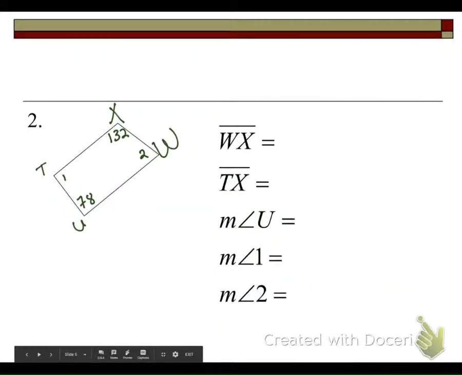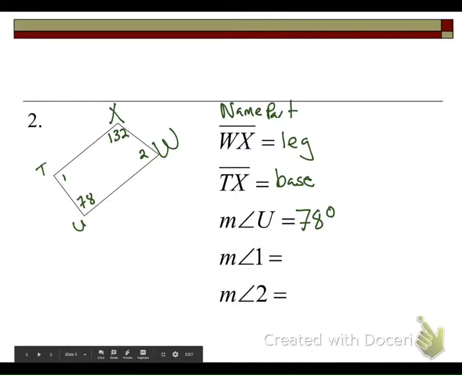Okay, so we see that we want to name our parts. So in the first part, I want you just to name them. So we already said WX is a leg, and TX is a base. Nice job. You are given angle U, but I'd like you to tell me what it is. Angle U, what's the measurement? 78. Now we're at 78 degrees, and we want to find angle 1. So remember with this, we know there's a relationship here.